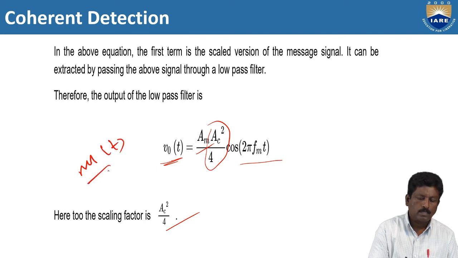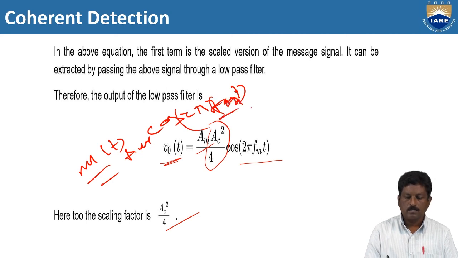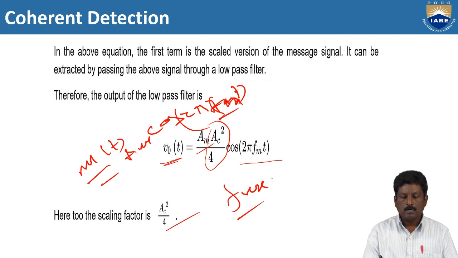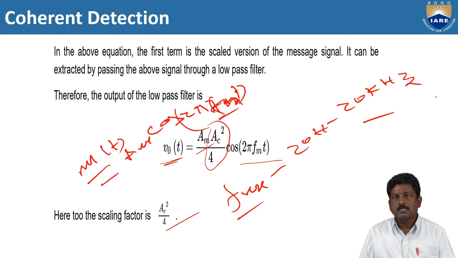What is M of T? It is equal to AM into cos 2 pi FMT. So FM is our modulating signal frequency. The modulating signal frequency always lies in the audio frequency range, that is 20 Hz to 20 kHz only. So you can observe all the demodulation techniques from AM modulation, DSBC wave and SSB.